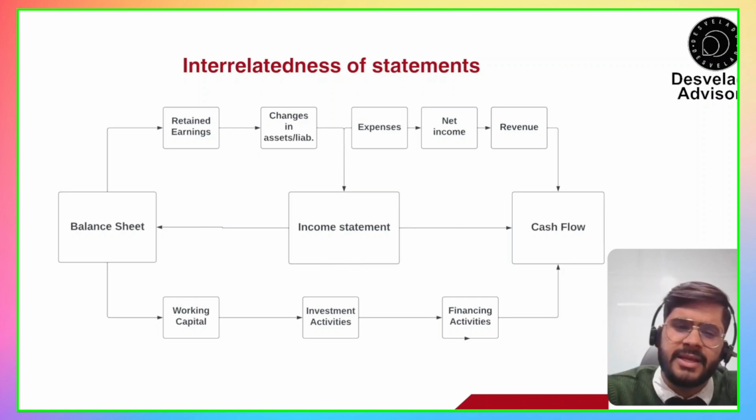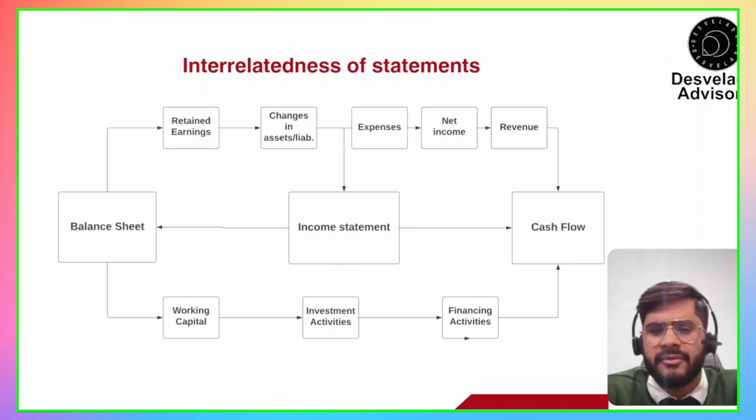Now we see balance sheet and cash flows. So working capital, investment activities and financing activities. These three elements are provided in both balance sheet and cash flow, so both of these become related.